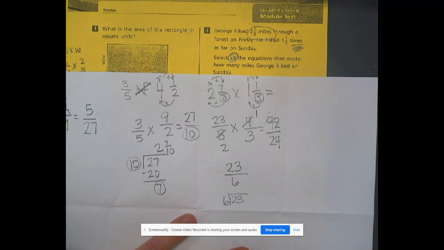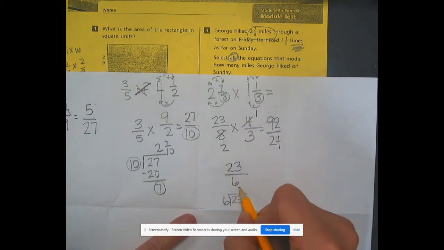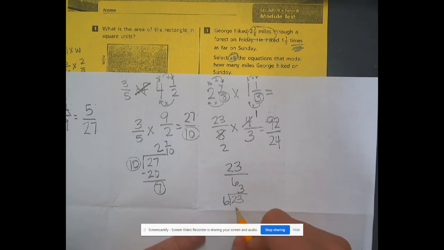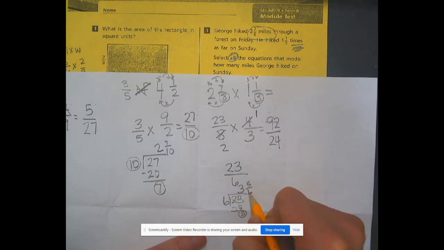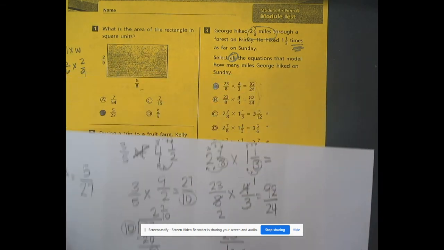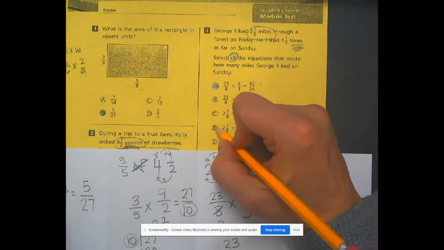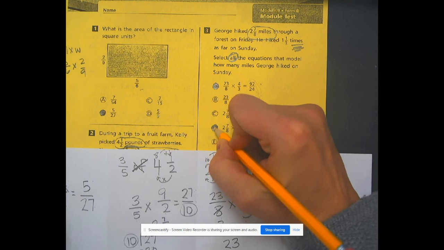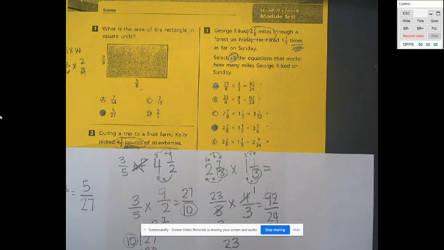Okay, do we have it? What do we get? Okay, 3 and 5/6 is what I heard. 3 times 6 is 18. Subtract, that becomes my remainder. And you're absolutely right. Good job. So which one is it? G and A. Good.